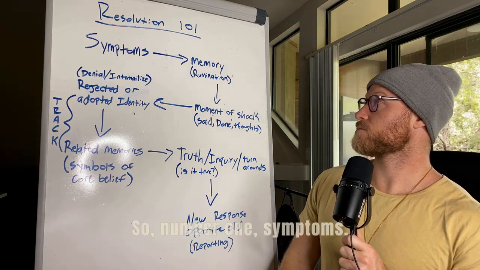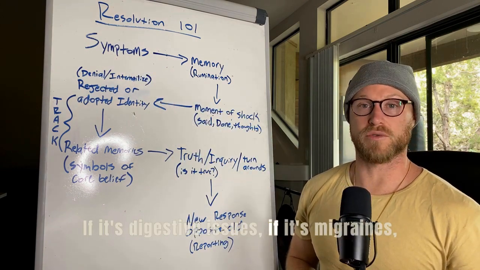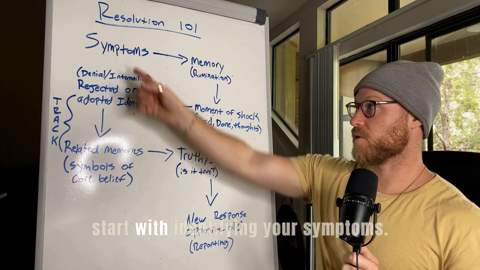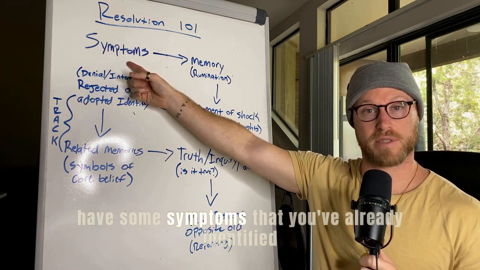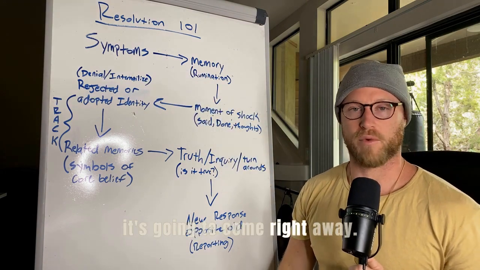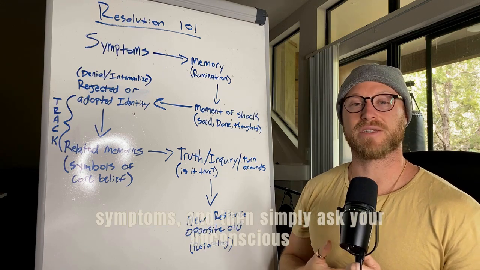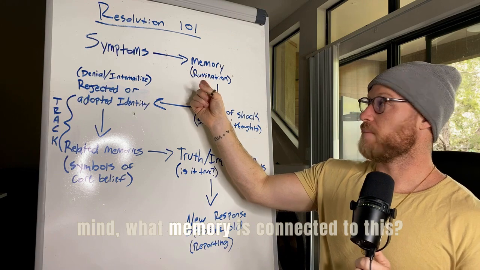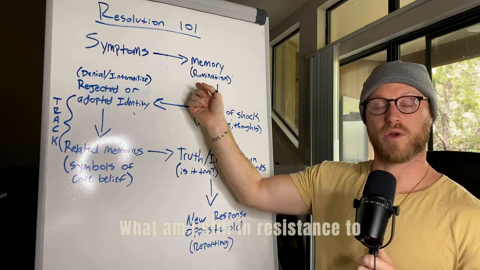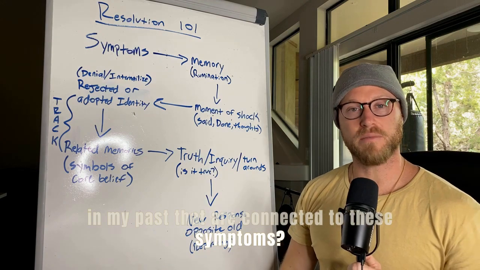So number 1, symptoms. Start with your symptoms, whatever they are. If it's digestive issues, if it's migraines, eczema, acne, insomnia, whatever it might be, start with identifying your symptoms. You wouldn't be here if you didn't have some symptom that you've already identified. From there, you get still, close your eyes, tune into those symptoms, and then simply ask your unconscious mind, what memory is connected to this? What am I ruminating on? What still hurts? What am I still in resistance to in my past that are connected to these symptoms?